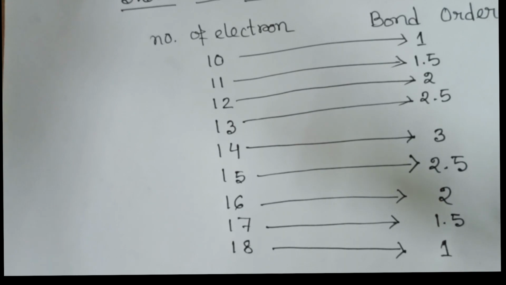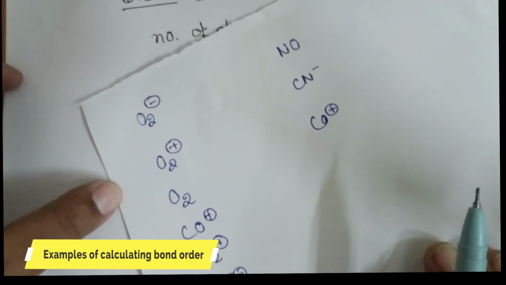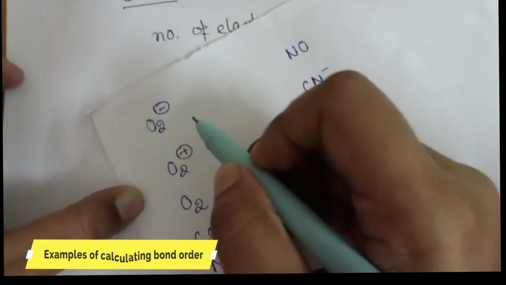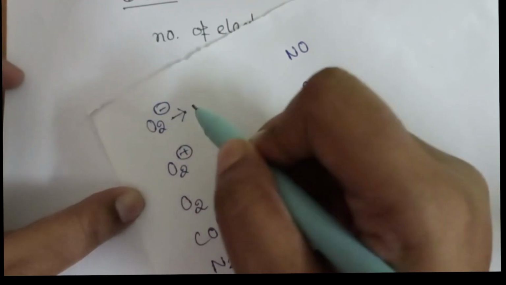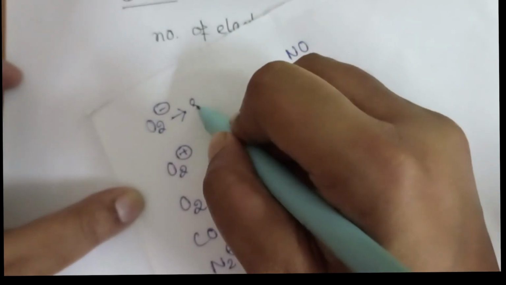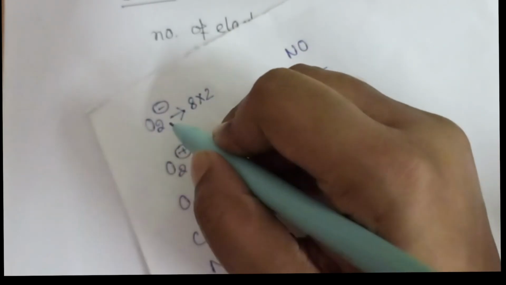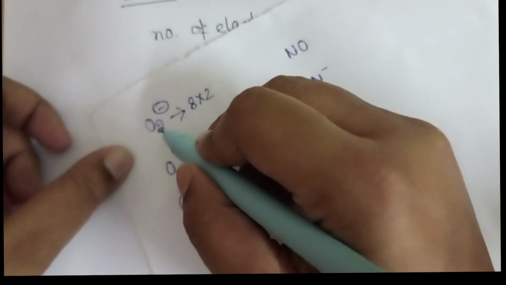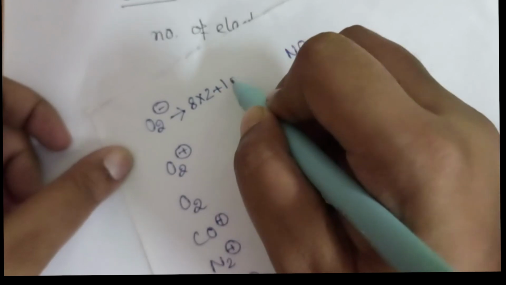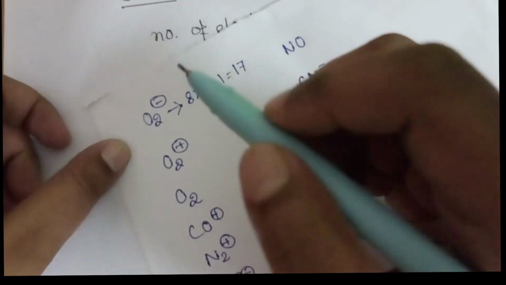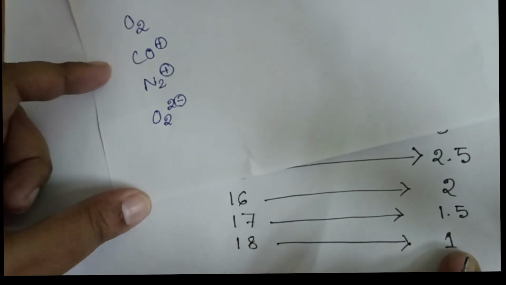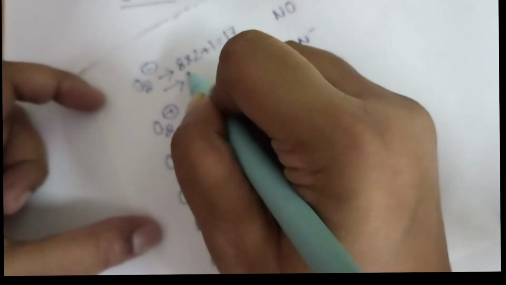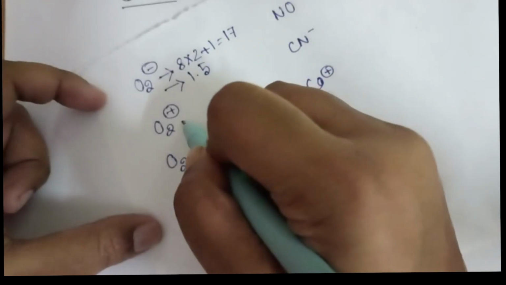So now we can study a few examples which come in exams. In O2 minus, the total number of electrons is 8 into 2, so the total number of atomic electrons is 8 in oxygen, plus 1. The total number of electrons is 17, and as per the rule, 17 gives 1.5. So O2 minus has 1.5 bond order.